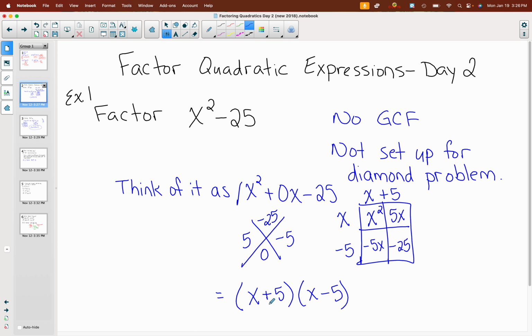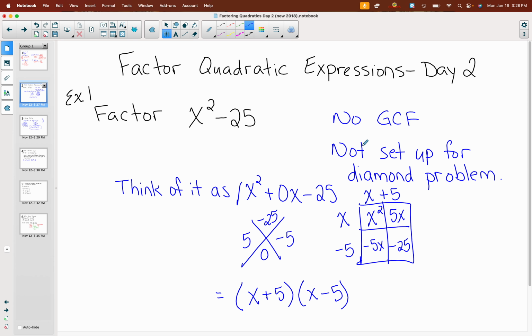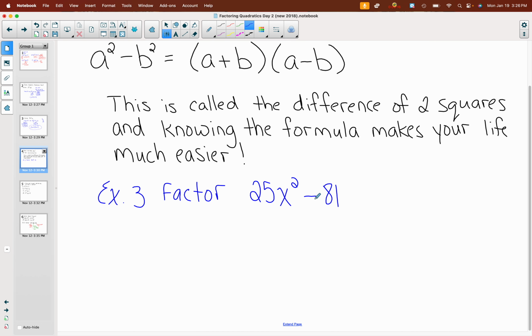So I have a 5. One's plus, one's minus. So that's how that formula works. And it's not a big deal really. This one you could do with a diamond problem, but you get to some of these other ones and the numbers would get rather large.